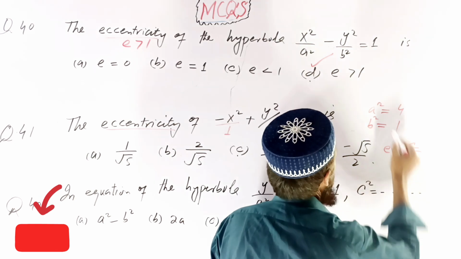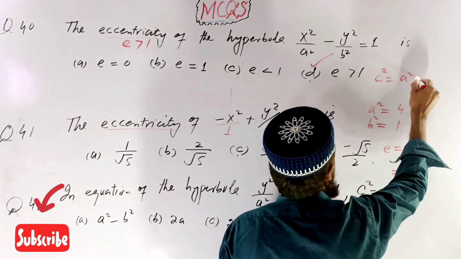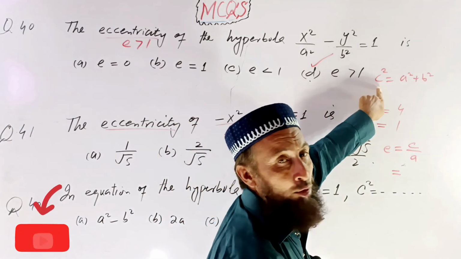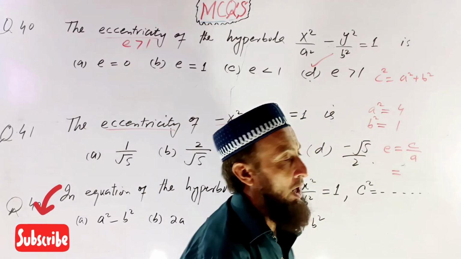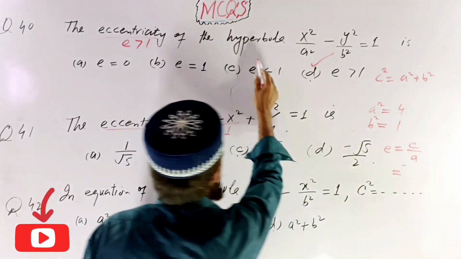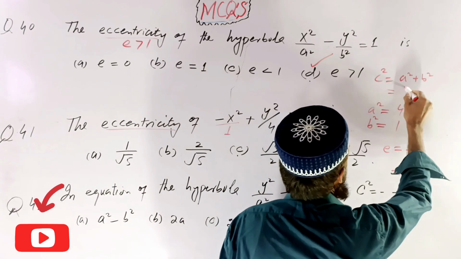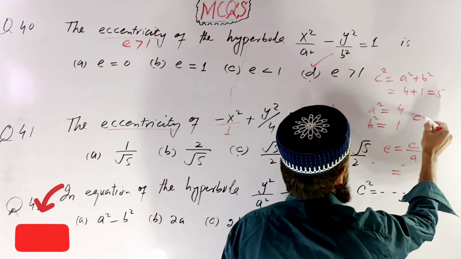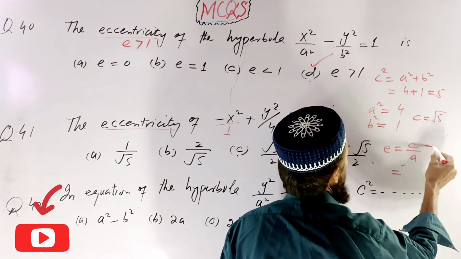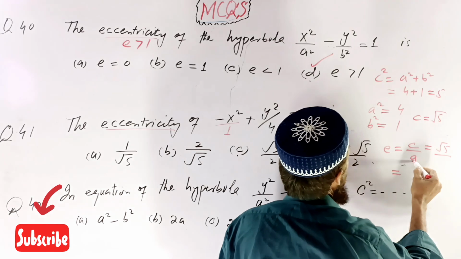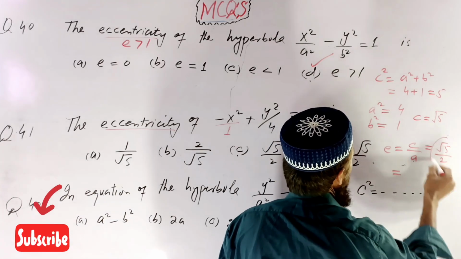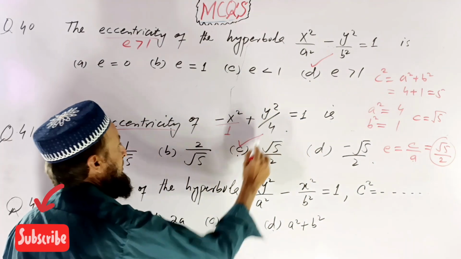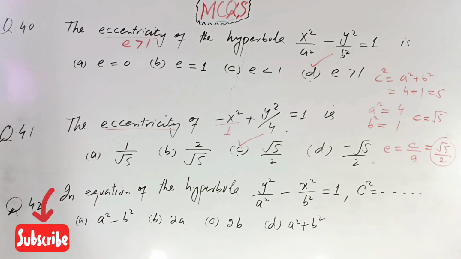In case of hyperbola, c square is equal to a square plus b square. In case of ellipse we put c square is equal to a square minus b square. So here we are finding for the hyperbola. We put 4 plus 1, so we get 5. Taking the square root on both sides, c is equal to root 5, and a square is 4, so a is 2. So e is equal to root 5 divided by 2. Option C is the correct option.